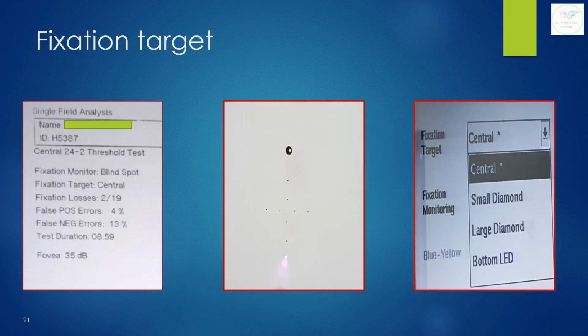The next one you are going to see is the fixation target. Here it is a central fixation target, which is usually the same in most of the visual field reports. Another option available in the machine is a diamond fixation target. This diamond fixation target is usually used when the patient has low visual acuity. This is the central fixation target in the dome where the patient is supposed to focus, and this is the diamond fixation target.